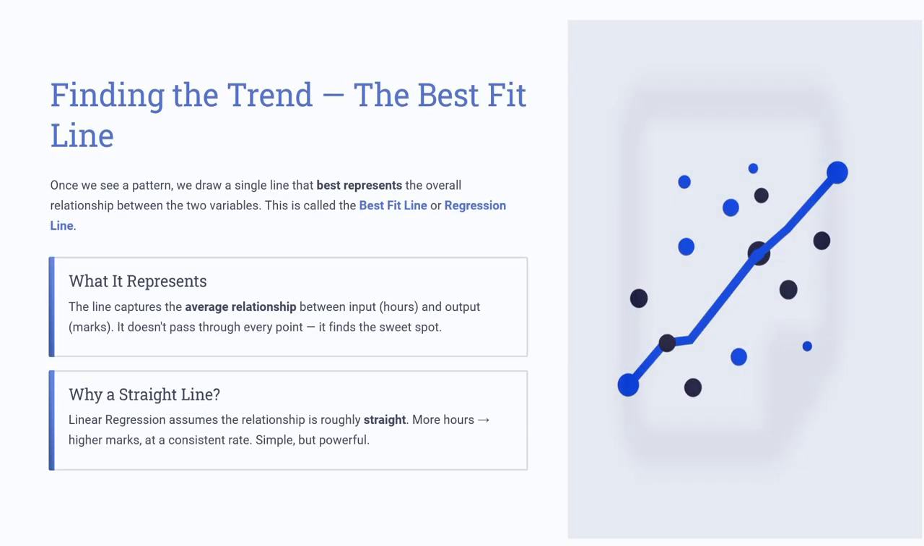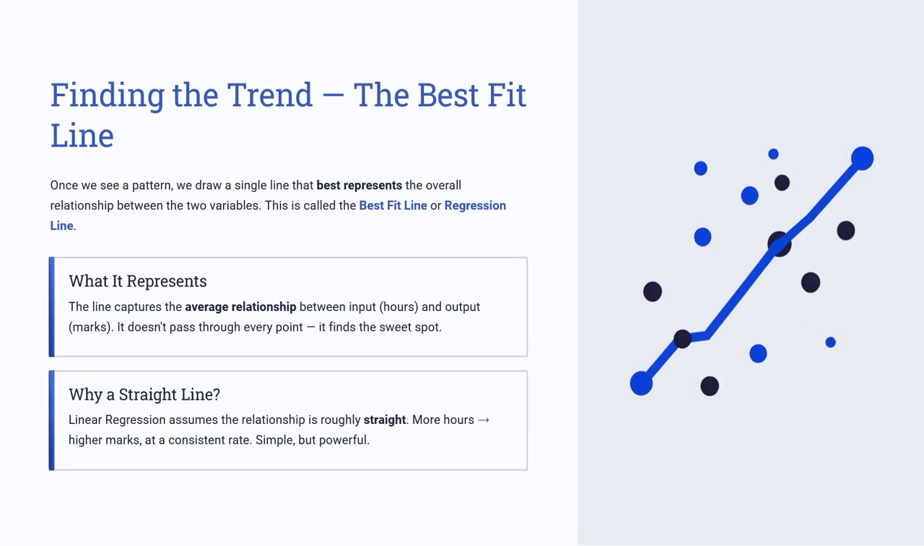Instead of looking at the individual points, linear regression tries to find the overall trend. It draws a line through the data. The line is called the best fit line. This line summarizes the relationship between the input and the output. In our example, more study hours generally lead to higher marks. The line captures these trends and helps us make predictions.